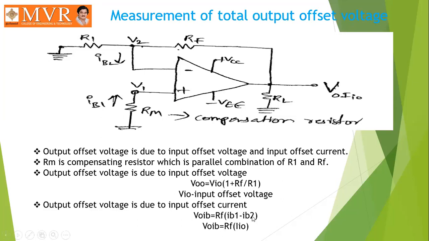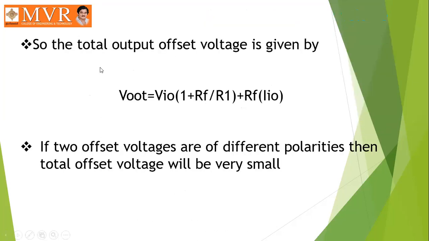This is nothing but the input bias current. You know that bias current is nothing but IB1 minus IB2. Then we are going to consider IB1 minus IB2 as IIO, the input offset current. So V not IB is equal to RF into input offset current. By obtaining that, the total output offset voltage, which depends upon input offset voltage as well as input offset current, we write as VOOT, which is equal to input offset voltage into 1 plus RF by R1, plus RF into IIO.